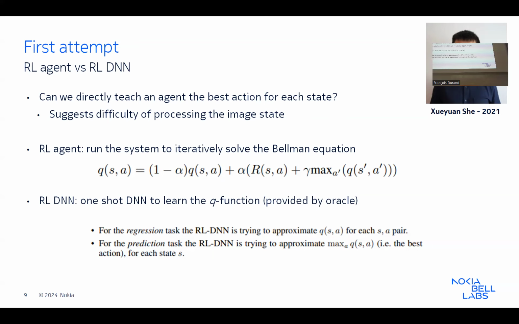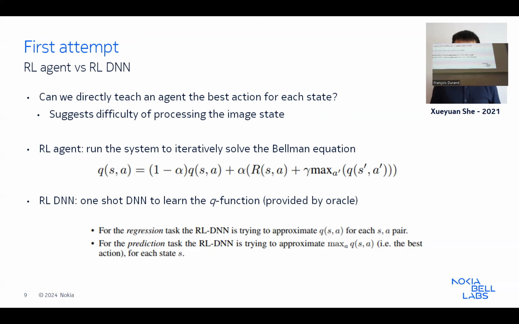We really asked the question, how well can we teach an agent the best action for each state? Because we felt this would be a proxy for the difficulty of processing the image state. So let's just actually move away from it being an RL problem. Let's say, okay, let's suppose that we have an oracle that provides you the Q function. So the Q function, remember, basically says, what's the long-term reward for taking action A in state S? What happens if we provide that by an oracle?